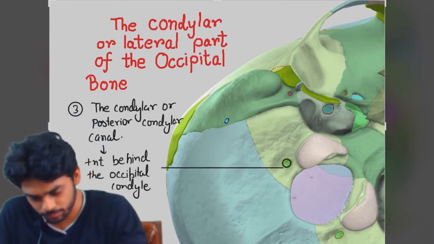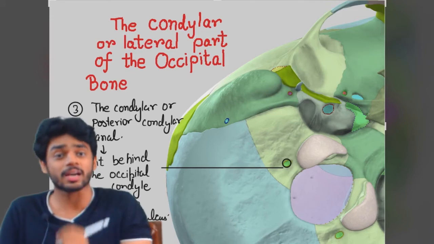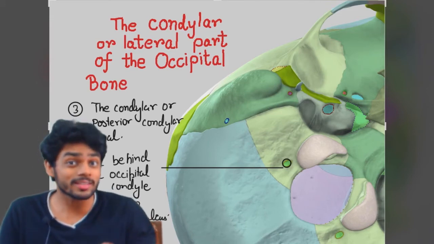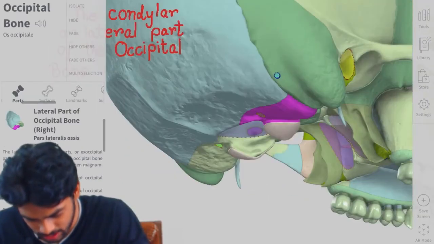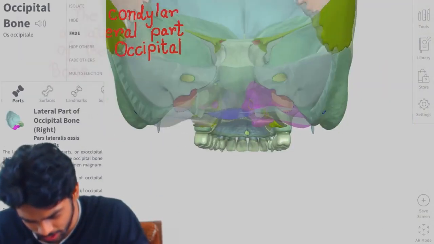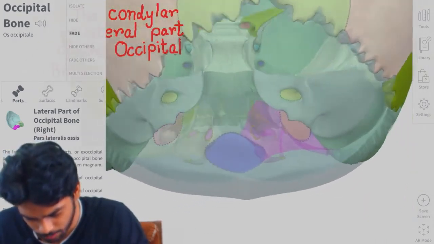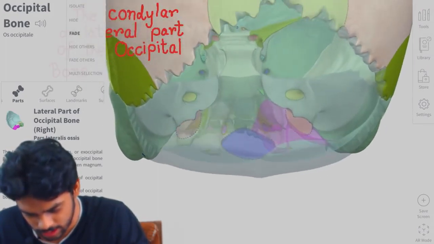Please see here. It opens into the sigmoid sulcus. Yes, inside the skull, it opens into the sigmoid sulcus. So where is the sigmoid sulcus? Let me show you. When you go inside the skull, let me fade this part. Yes, this part. Now you can see this part.